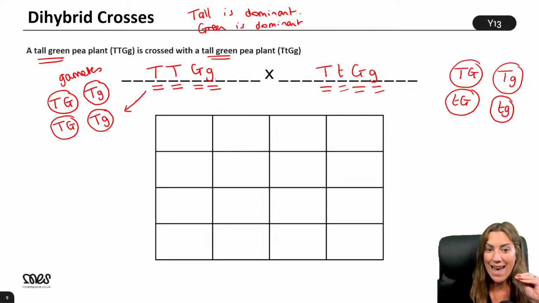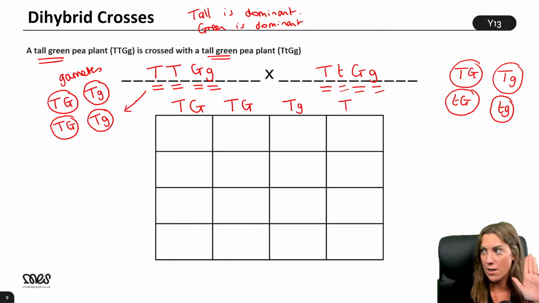Because all we do next is a Punnett square, where we put one parent's gametes at the top, the other parent's gametes at the side, and we look at all the possible combinations. Okay, so let's go for it. Now, I could do this. There are 4 gametes that this first parent can produce. Is there any point doing this?